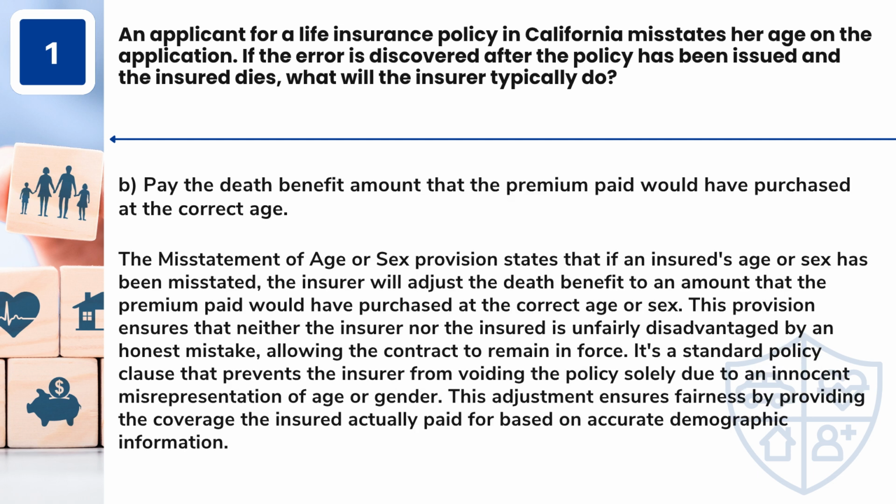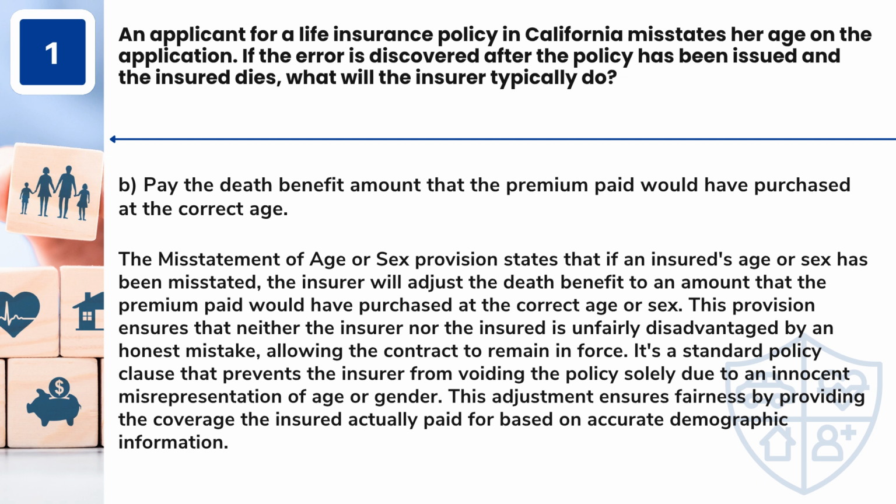Answer: B. Pay the death benefit amount that the premium paid would have purchased at the correct age. The misstatement of age or sex provision states that if an insured's age or sex has been misstated, the insurer will adjust the death benefit to an amount that the premium paid would have purchased at the correct age or sex. This provision ensures that neither the insurer nor the insured is unfairly disadvantaged by an honest mistake, allowing the contract to remain in force.